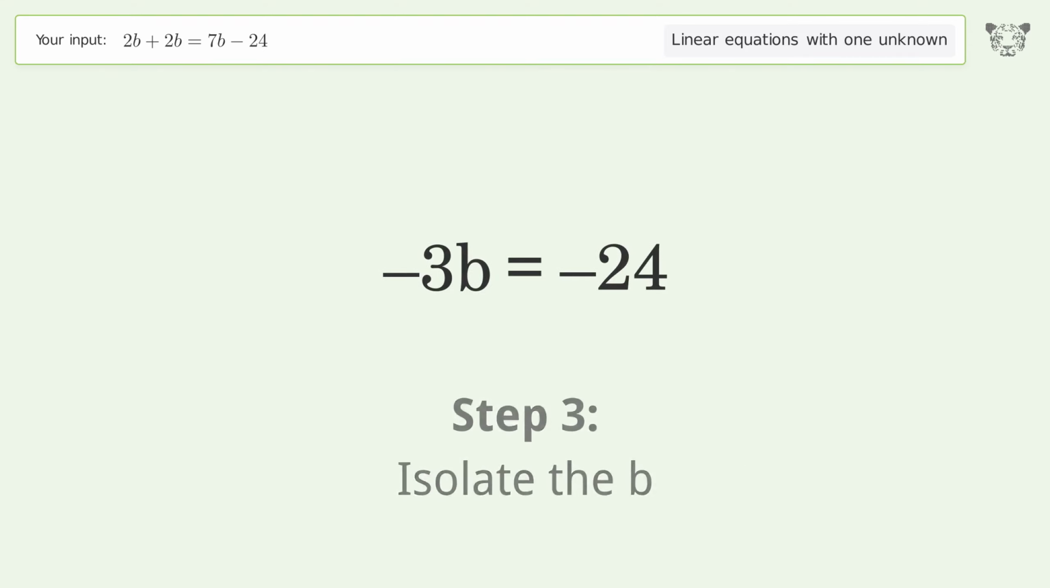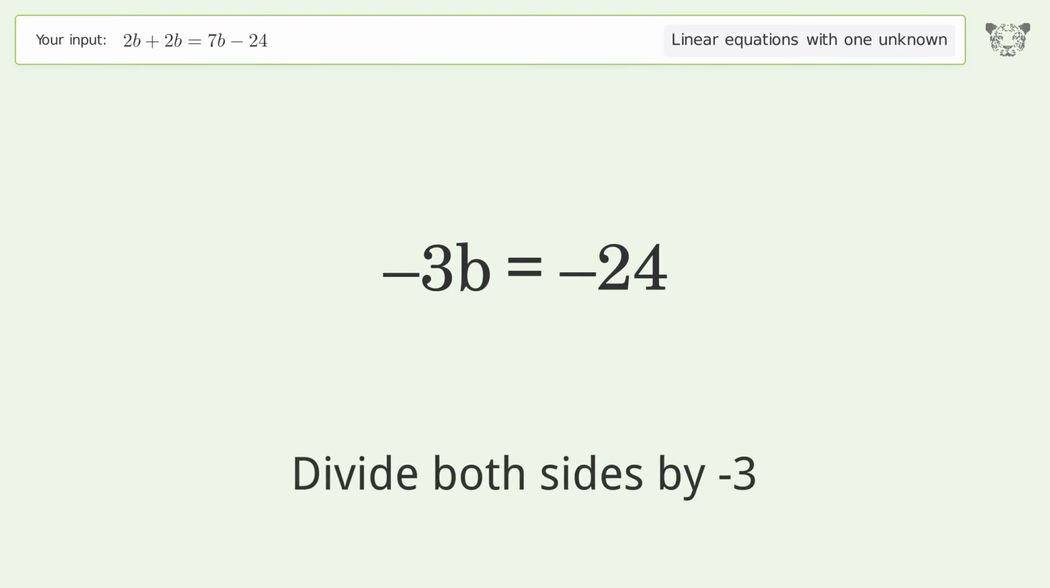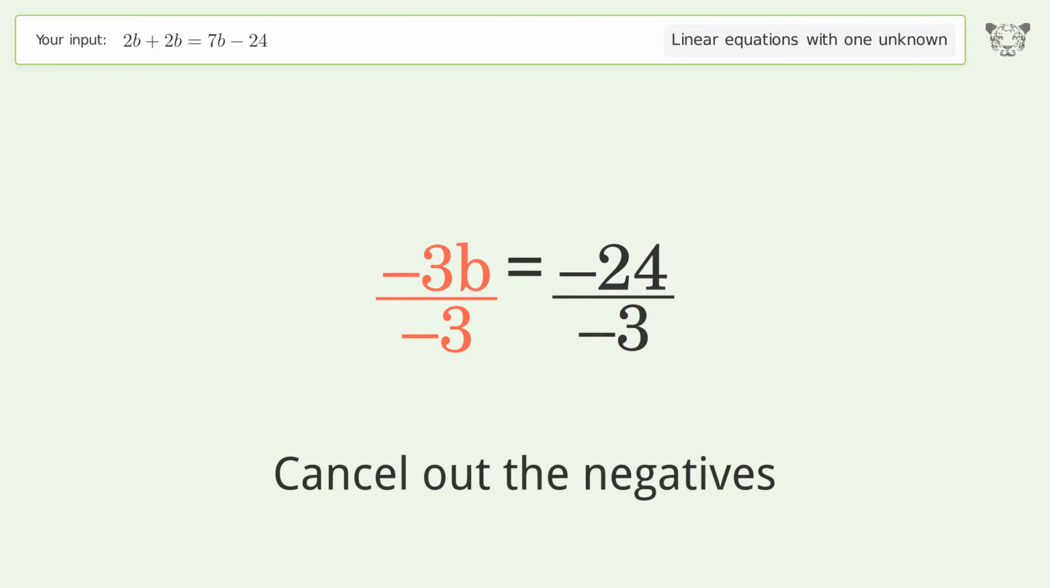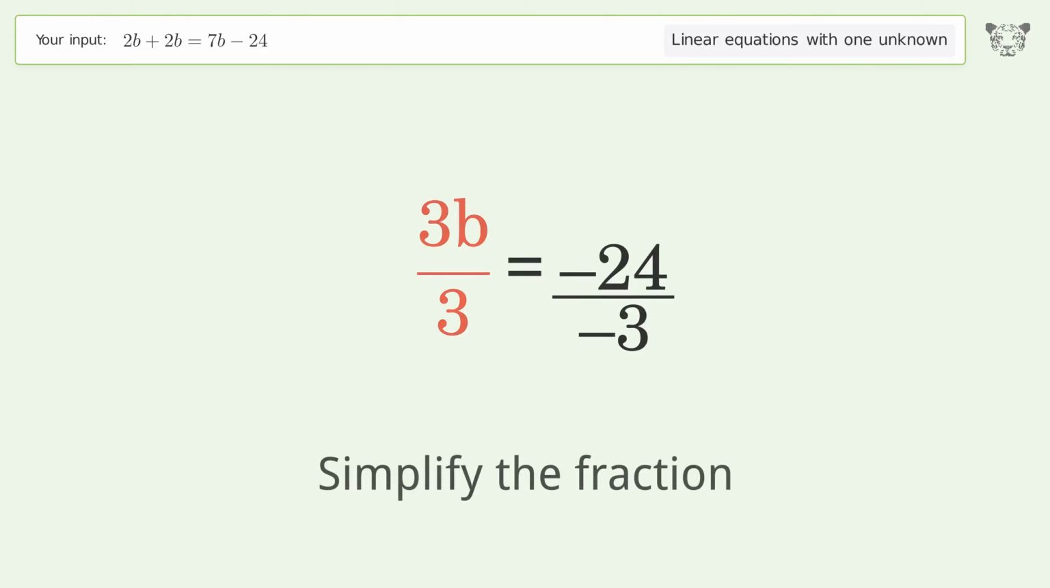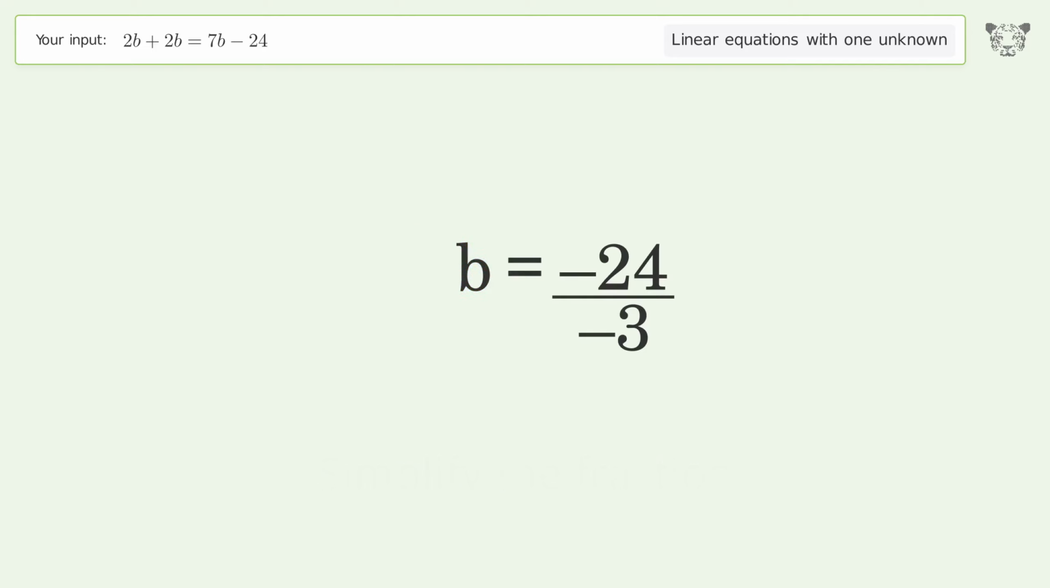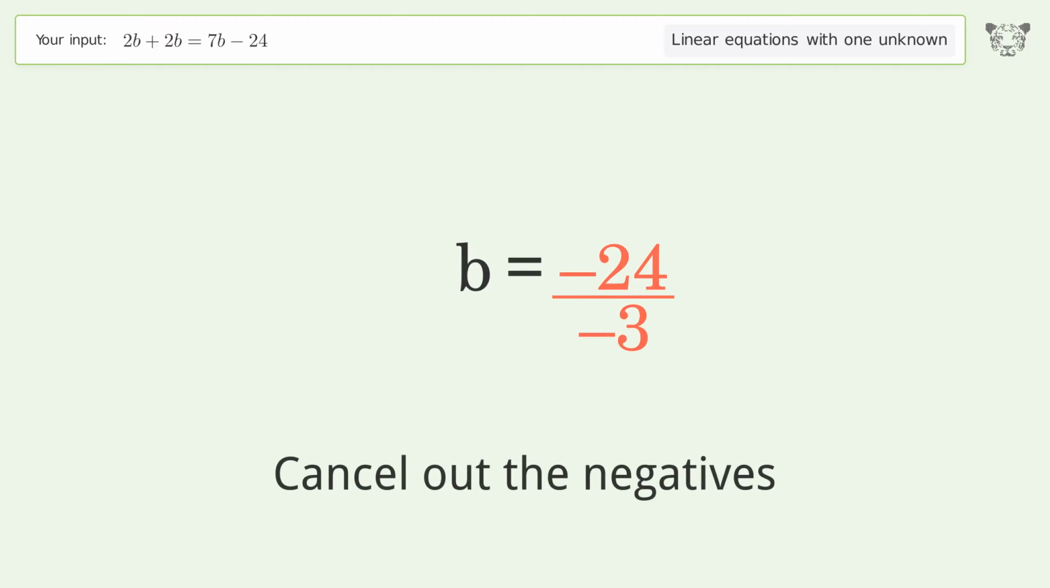Isolate the b. Divide both sides by -3. Cancel out the negatives. Simplify the fraction. Cancel out the negatives.